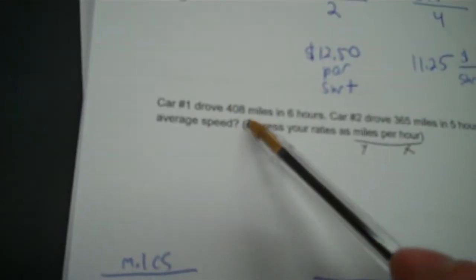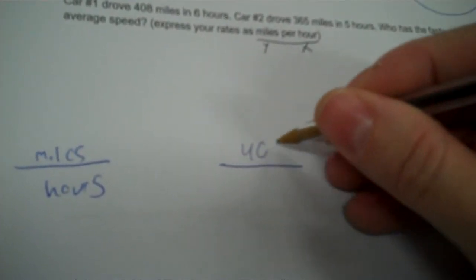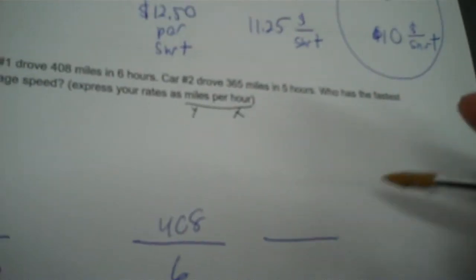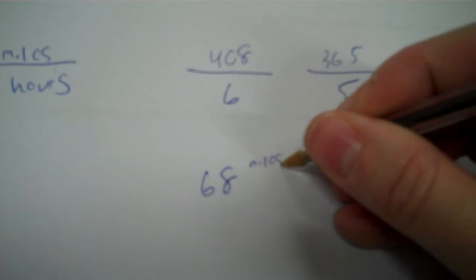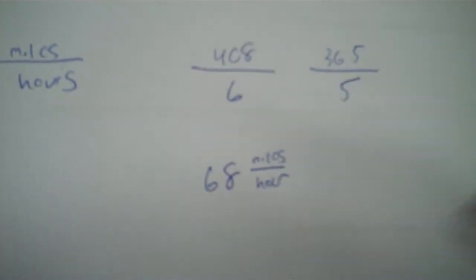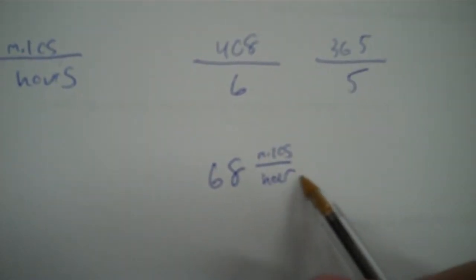Okay, so how many miles you have on the first? 408. We put that on top, we put 6 on bottom, and then 365 on top and 5 on bottom. Now divide and find the faster speed. So 408 divided by 6 is 68. When I divide, it's miles per hour. Make that singular down there. Don't put an S on it, okay? That's 68 miles per hour.